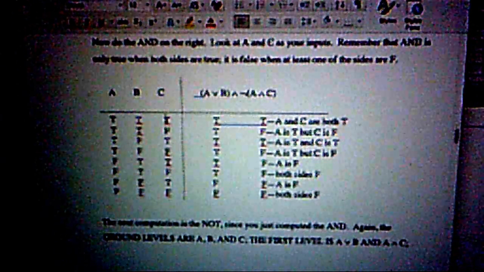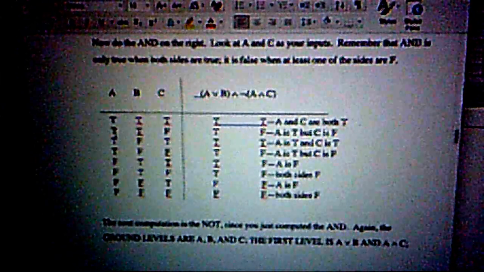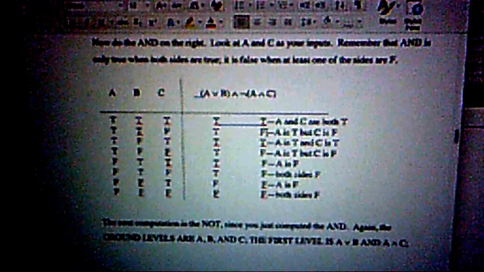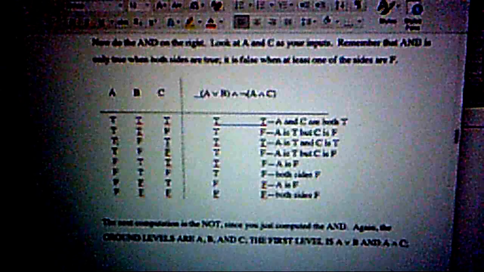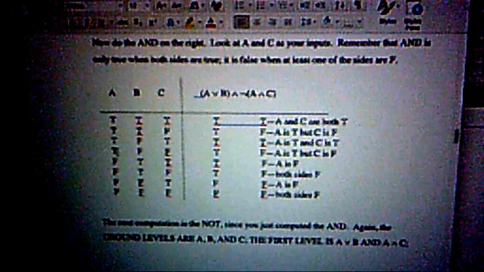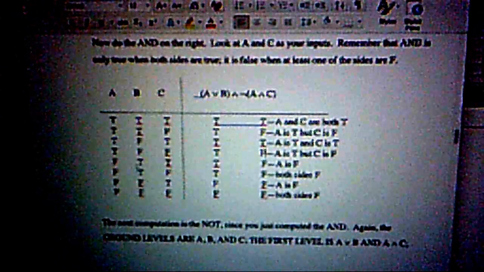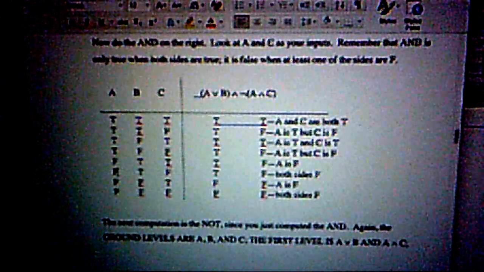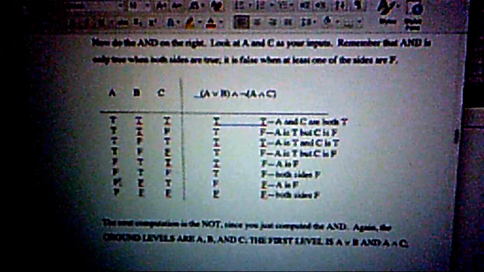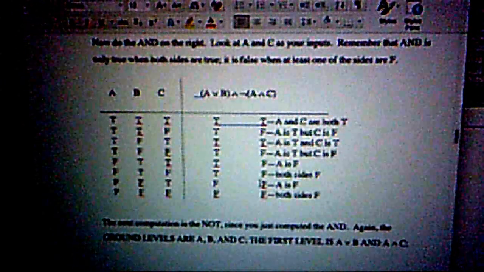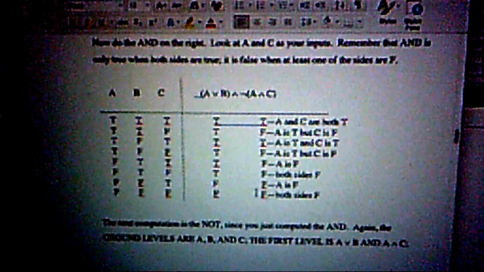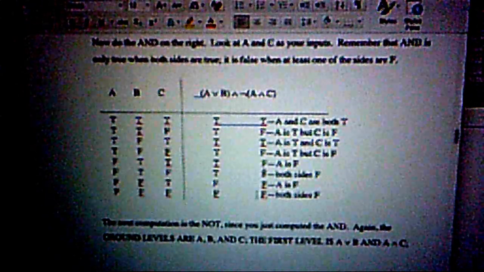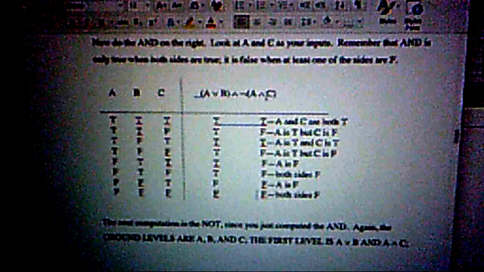So true and true makes it true. True and false makes it false. True and true makes it true again. True and false makes it false. False, true, false, false, false, false. False, true, false, and false, false makes it false. So there's the completed truth table for A and C.